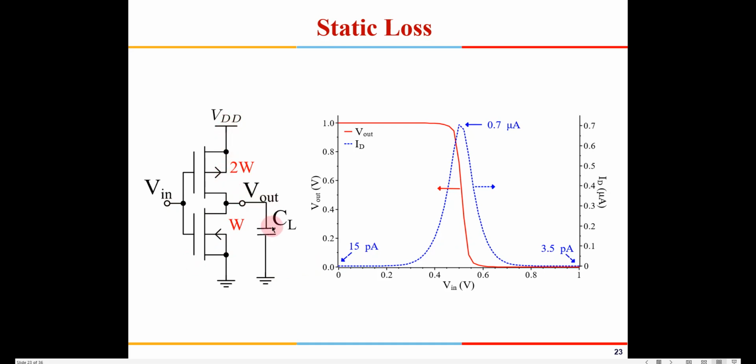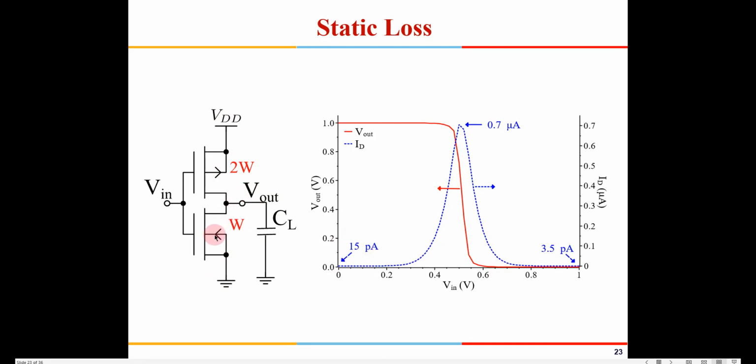So the output voltage will be charged to VDD through this PMOS, right? But since this NMOS is off, no current should flow between VDD and ground. Whereas if you see BJT circuits, continuous current will be flowing there. So as compared to BJT circuits, this has very less static power consumption. It is almost negligible.